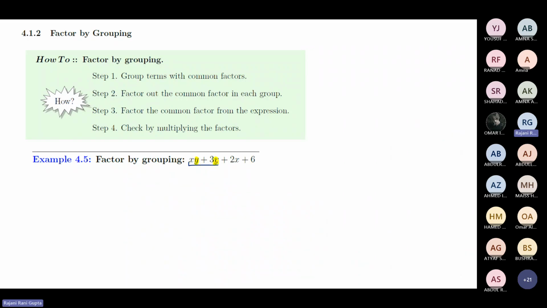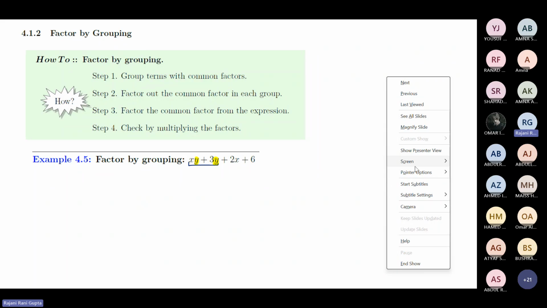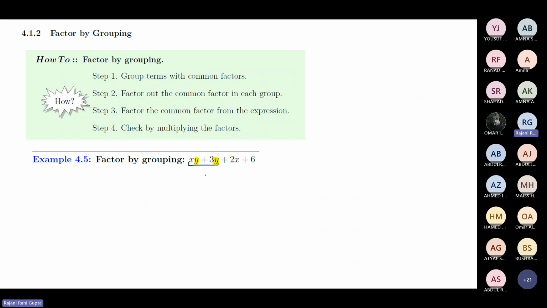You see here y and here y. So can I say y is common? I mean, can I write it as y and then here x plus 3? Yes, yes. Because if you find the greatest common factor of xy and 3y, what you will get? xy is x into y. 3y is y into 3. So the greatest common factor is y. So xy plus 3y, you can write it as y as a common factor.